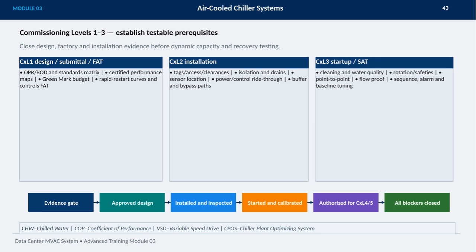Finally, level 3 involves startup and site acceptance testing, where the system undergoes cleaning, safety checks, point-to-point verification, flow testing, and tuning of sequences and alarms. Once these stages are successfully completed and all blockers are closed, the system is authorized to proceed to the next commissioning phases. These thorough checks ensure the chiller system performs efficiently and reliably from design through startup.